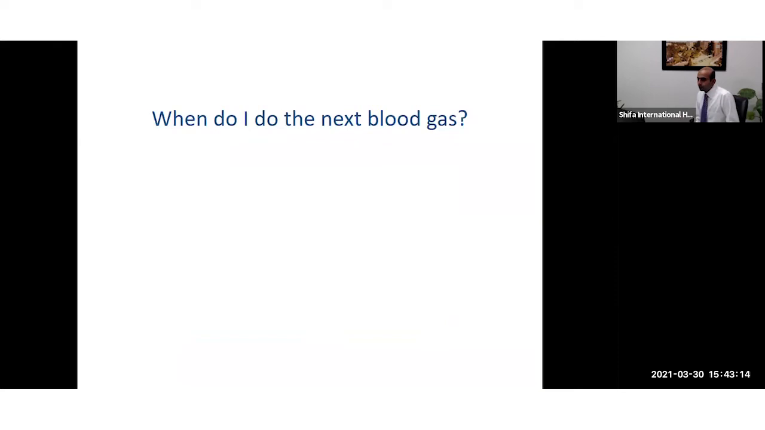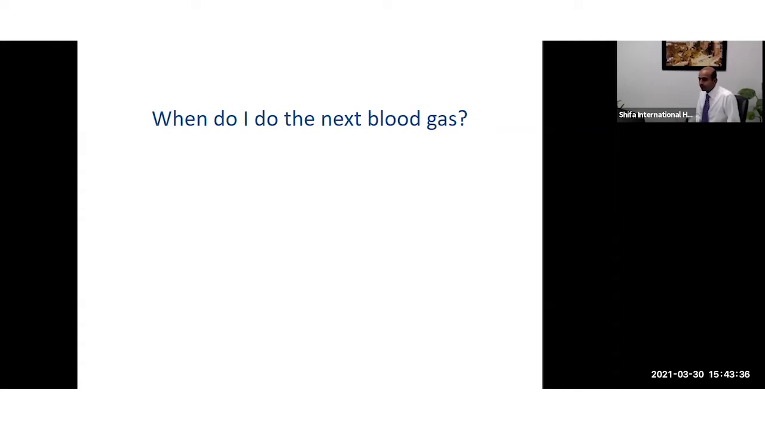When you should be doing the next blood gas depends upon the individual patient condition and the blood gas itself. There's no clear-cut answer, but if the blood gas is really bad, for example if the pH is less than 7 or less than 7.1, or if the pH is very high, more than 7.5, then you should be doing something fairly quickly and repeat the blood gas in about 30 to 60 minutes.